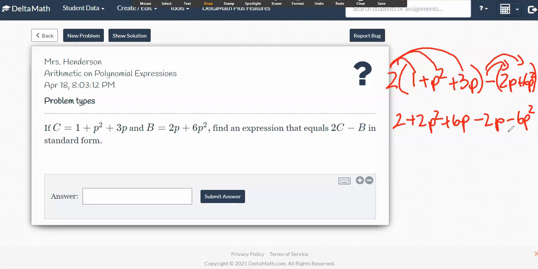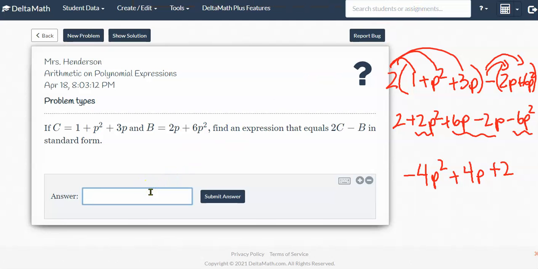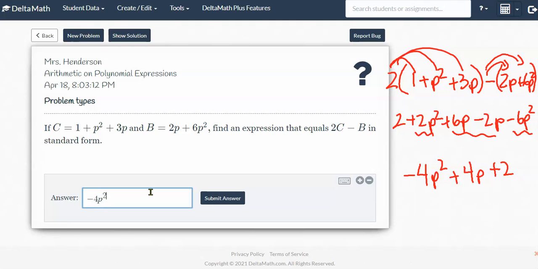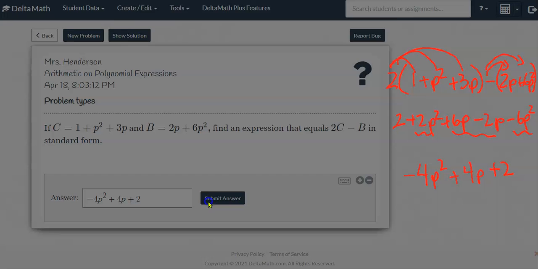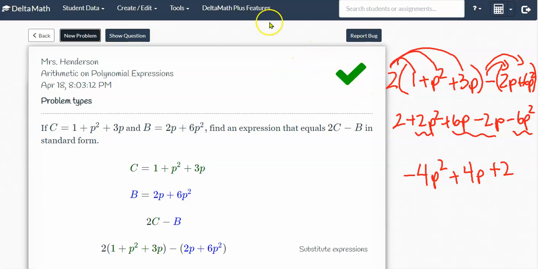Again, I'm going to put my answer in standard form, which means I'm going to start with my p squared terms. So negative 4p squared plus 4p, and it looks like I just have the one constant 2. Type that answer in here. Negative 4p, shift 6 gets me my exponent, and then I arrow to the right one time. Plus 2. Let's see. Fantastic.